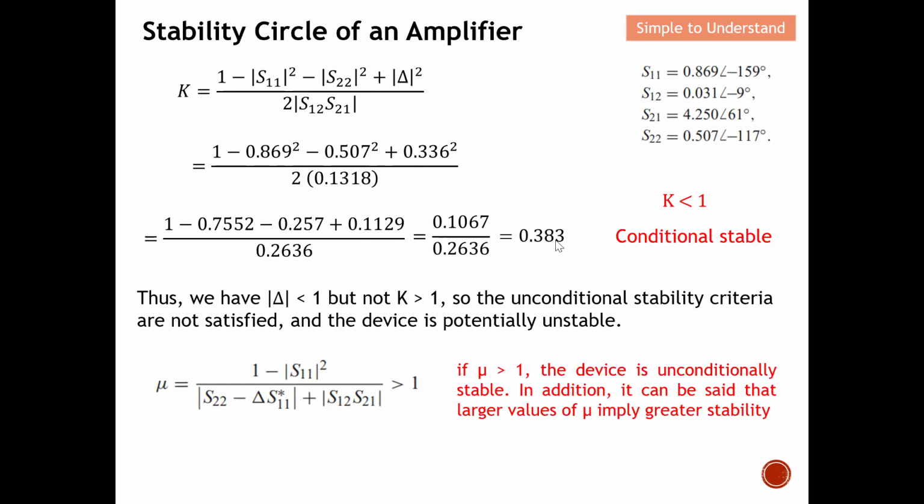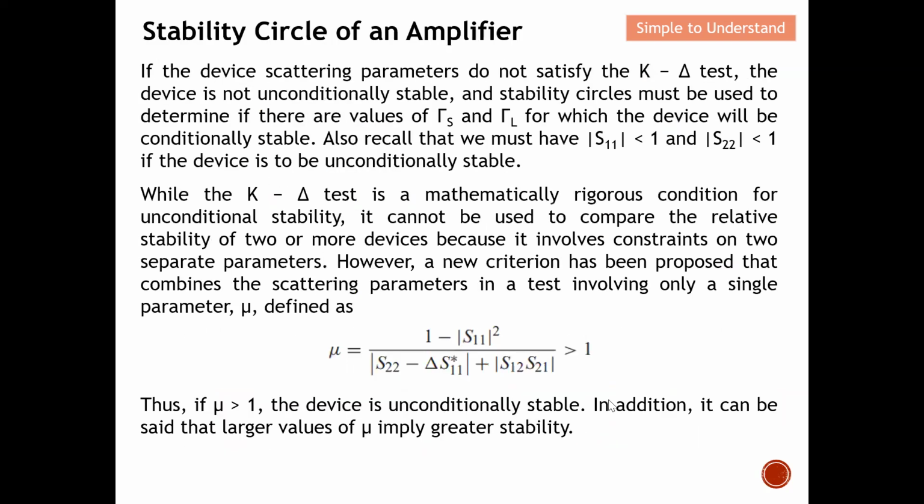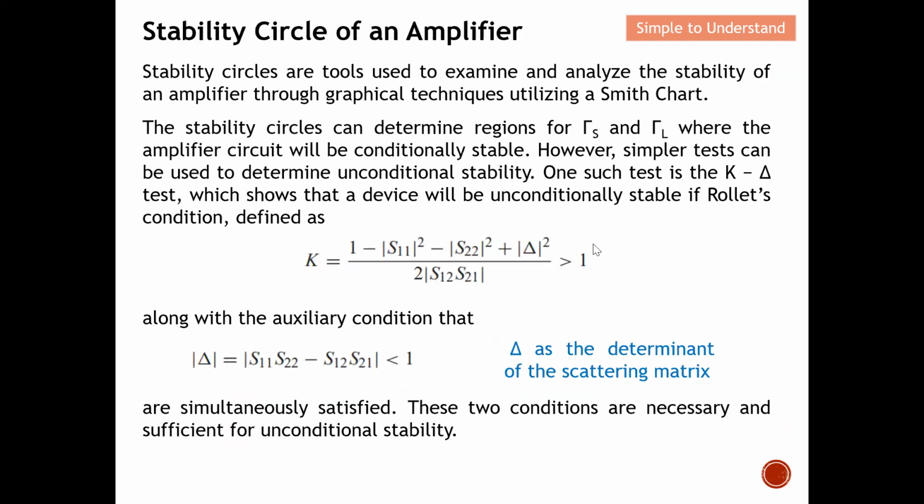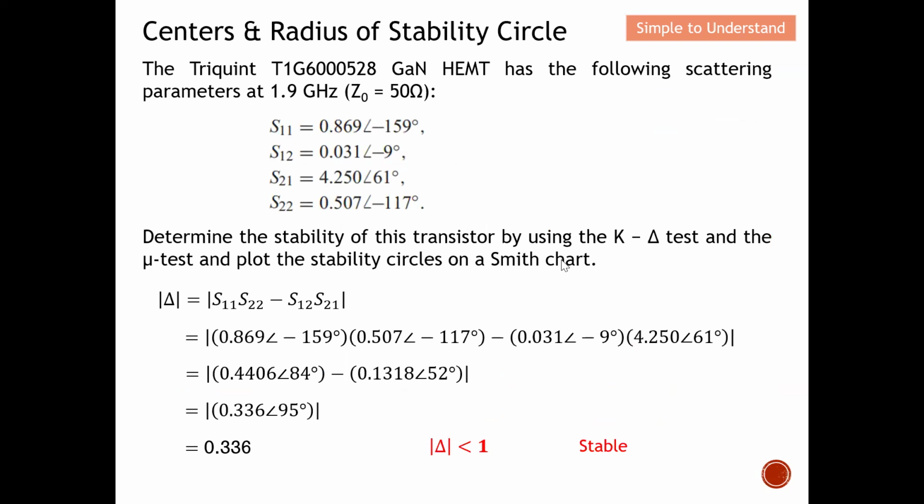For this condition case, if K is smaller than 1, then it will be conditionally stable. If it's more than 1, then it will be unconditionally stable, if you still remember what I mentioned earlier on. In order for them to be unconditionally stable, K must be greater than 1. But for this example, K is less than 1, so it will be conditionally stable. The first criterion is met, but the K factor doesn't meet the criterion. So the amplifier is not unconditionally stable.